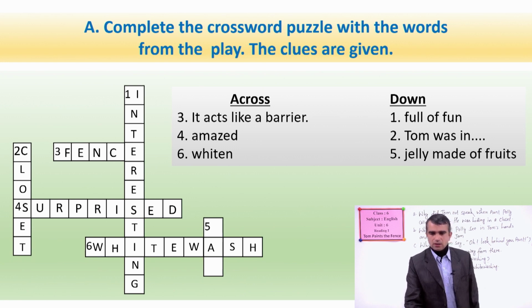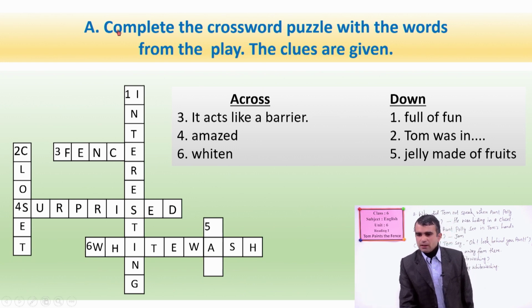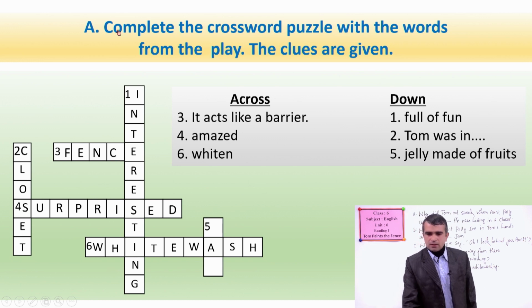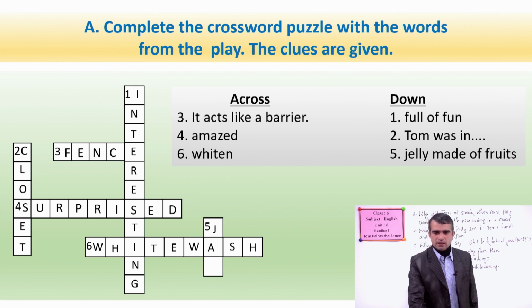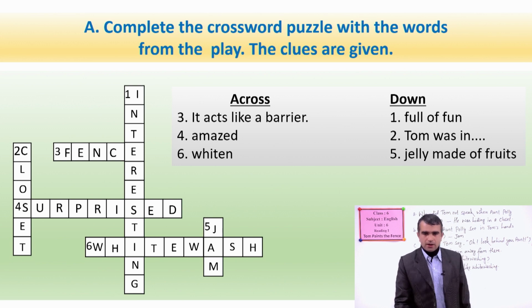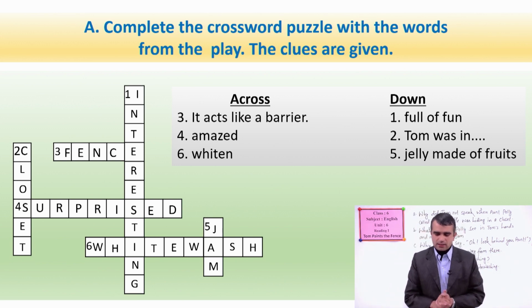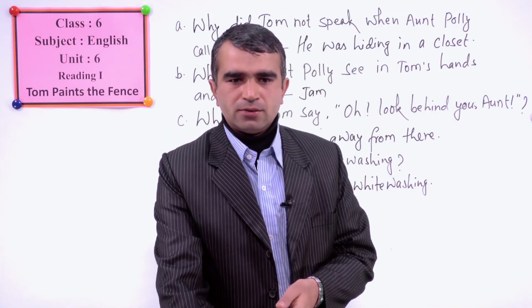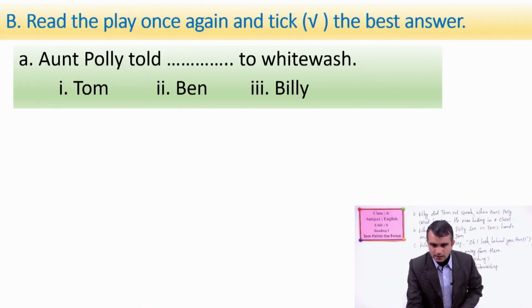And next, last one, jelly made of fruit. Do you know the jelly that is made of fruit? It is in the passage. What is it? Very good, that is jam. Jam. Spell it. J, A is already there, and M, jam. Okay, J, A, M, jam. Okay, very good. Now come to another exercise, that is read the play once again and tick the best answer.